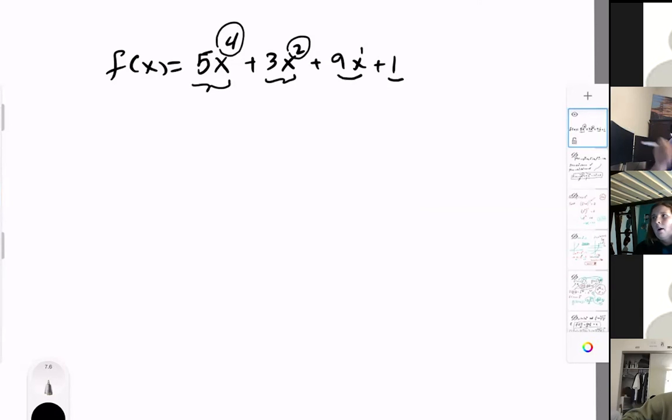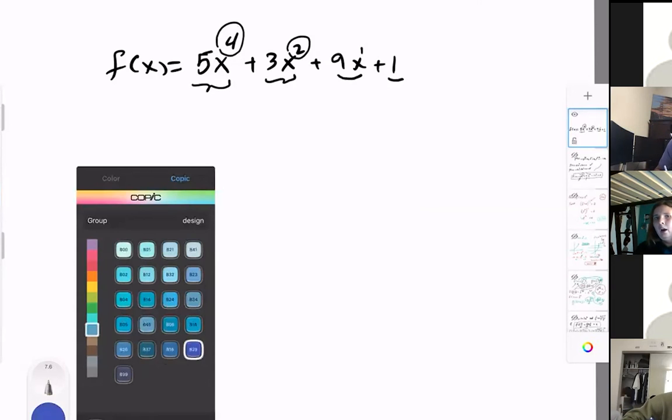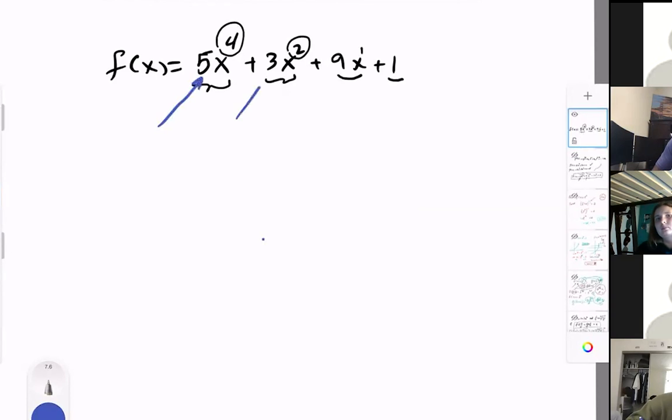How many coefficients do we have? The coefficients are 5, 3, and 9. The numbers that multiply x are the coefficients. But we usually care about the leading coefficient, the one that multiplies the highest degree. They call it the leading coefficient. And here the leading coefficient is 5.